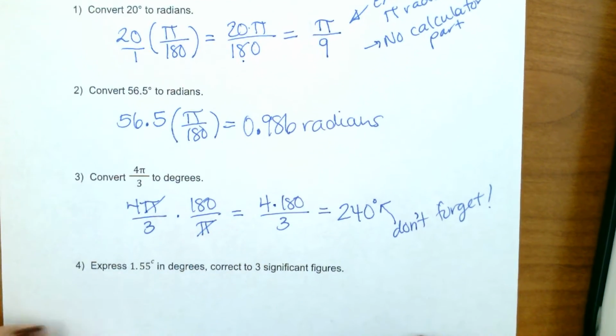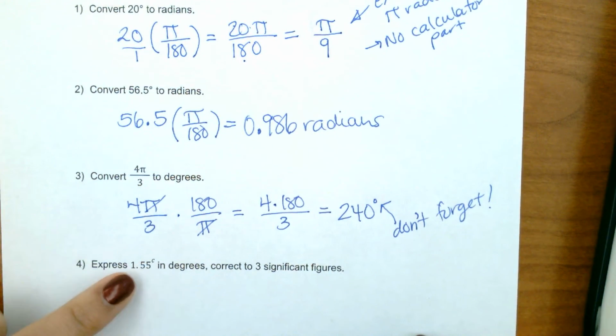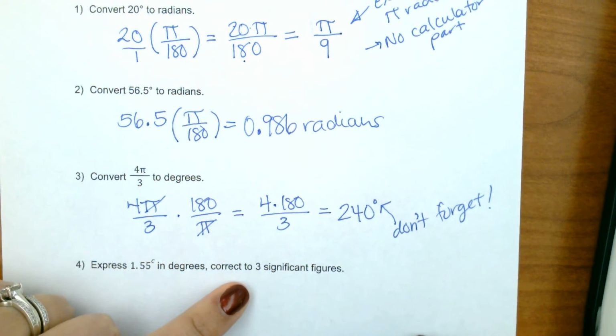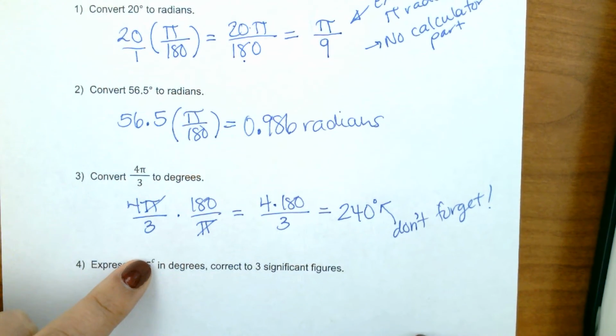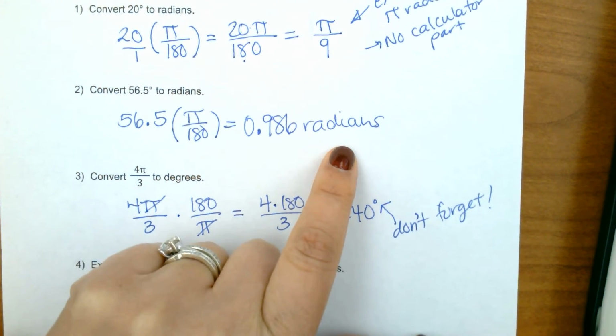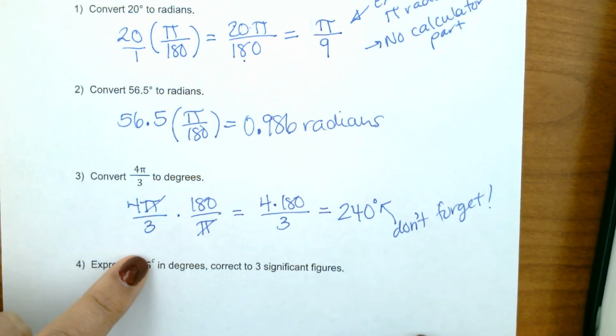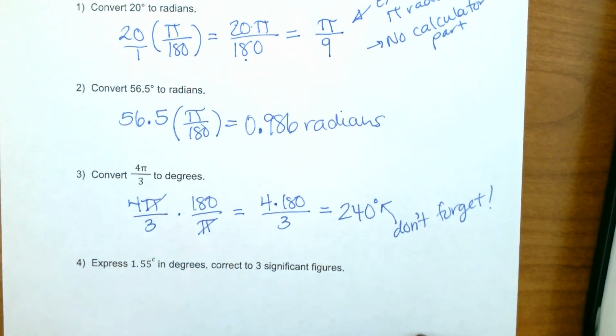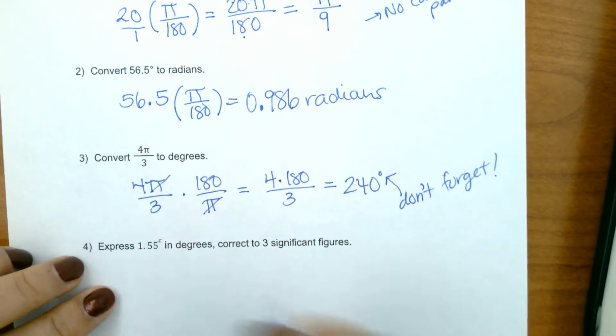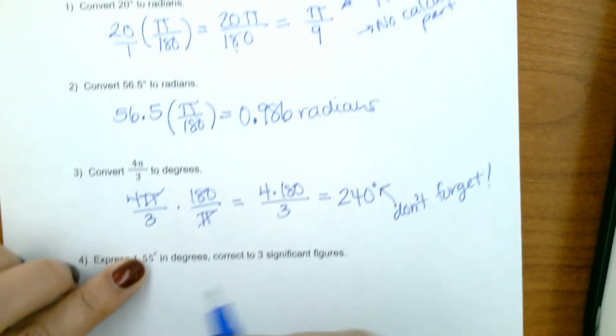Okay, and express 1.55 radians in degrees, correct to 3 significant figures. So this little mark up here means radians. You might see that in some IB books. If they don't say the word radians, then this is what it's going to be. Correct to 3 significant figures again means you're going to be able to use a calculator, especially because we have decimals. So we're going from radians to degrees, so I'm back to 180 over pi.